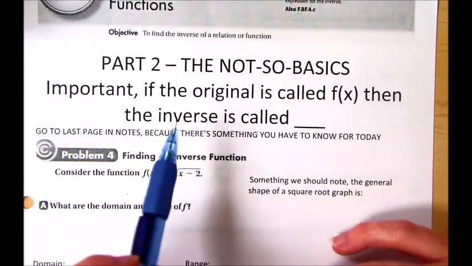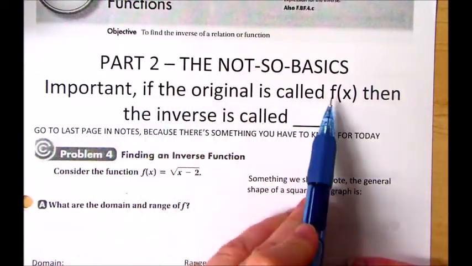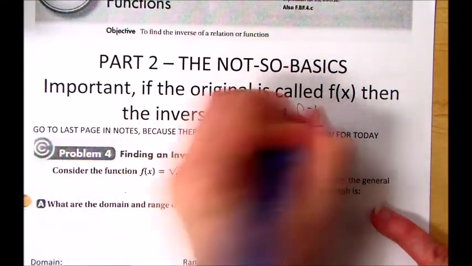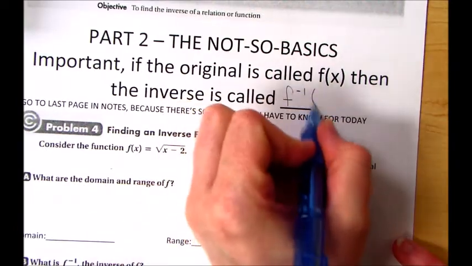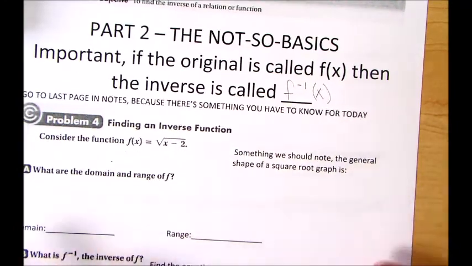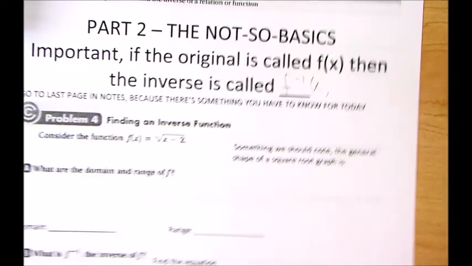Something worth mentioning that I didn't yesterday is if the original is called f of x, then the inverse is noted with an f with a -1 as an exponent, like that. And that's called the inverse of x. So just so you know, inverse is noted with a -1 as an exponent.